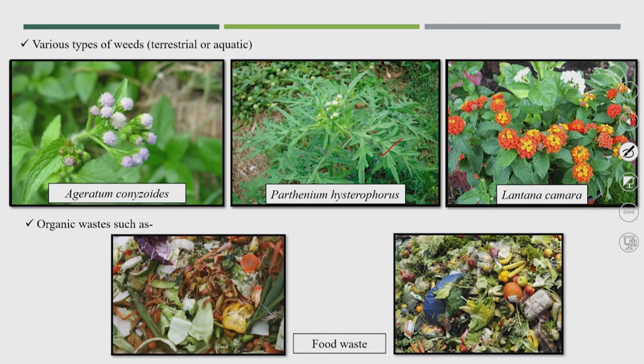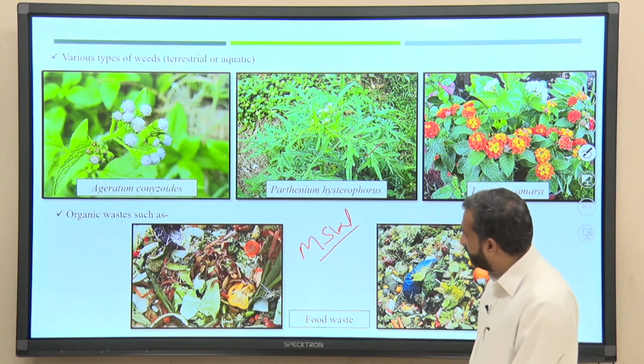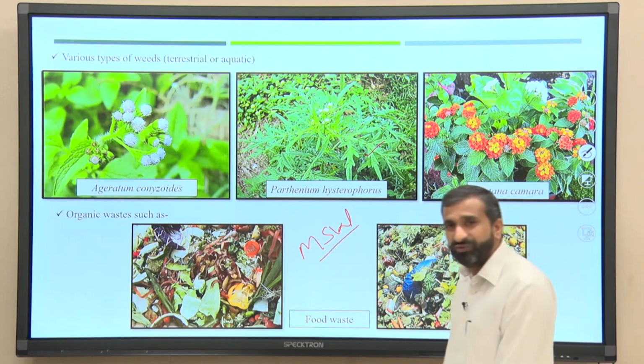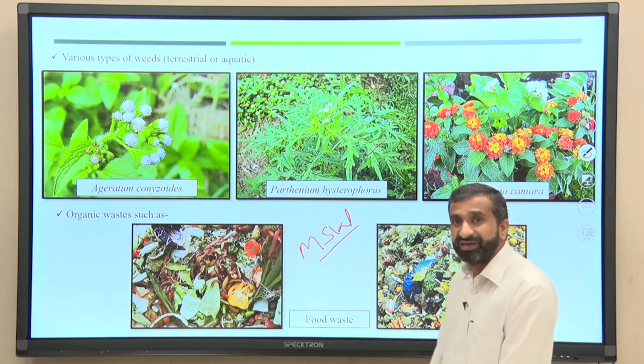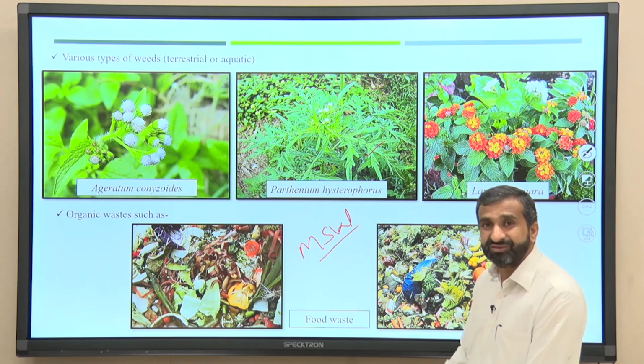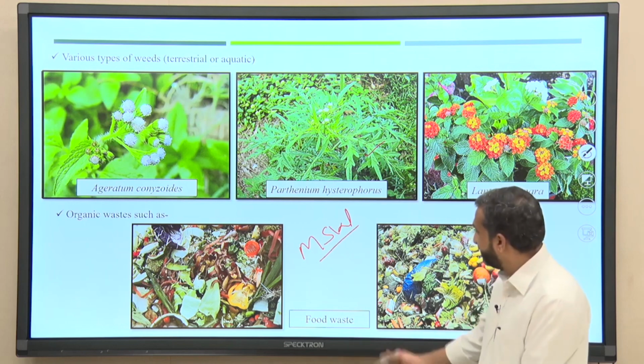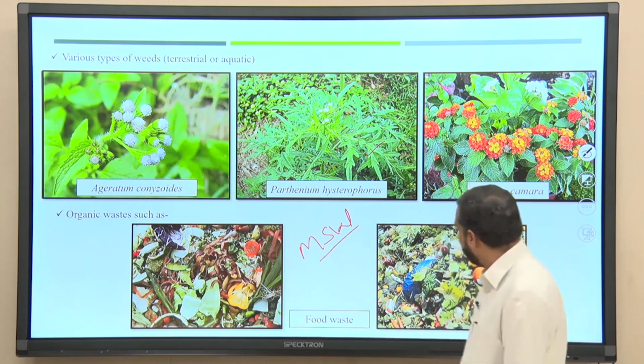And the organic waste such as food waste, this is all MSW, or organic MSW, municipal solid waste, where a huge amount of food waste is getting produced or generated. So, this is also possible to use for biogas production.